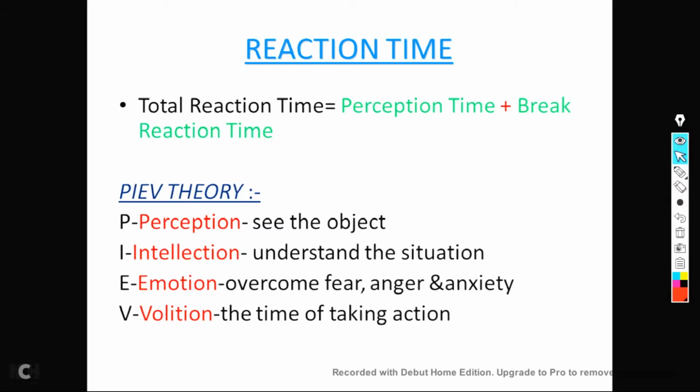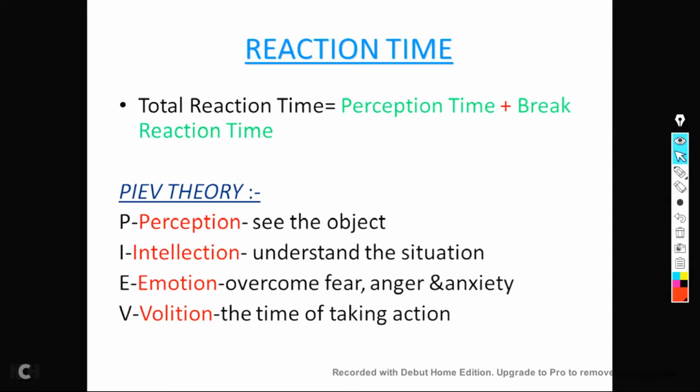But if we classify the reaction time minutely as per the theory, that is PIEV theory, the reaction time can be classified into four parts. In PIEV theory, P stands for perception, that means to see the object. I stands for intellection, that means understand the situation. E stands for emotion, that means overcome fear, anger, anxiety, any kind of emotion. V means volition, the time of taking action. The reaction time is the combination of PIEV, that is perception, intellection, emotion and volition.